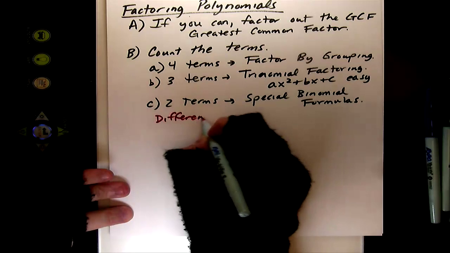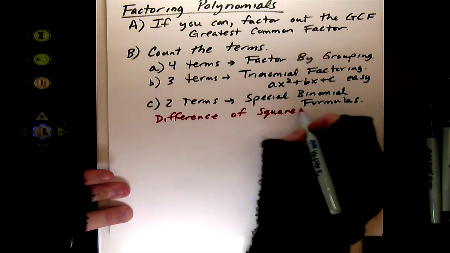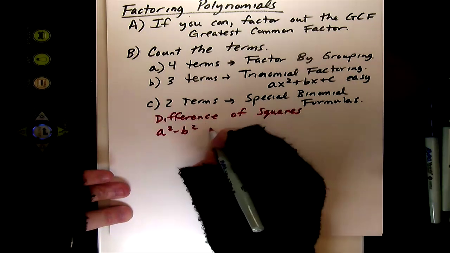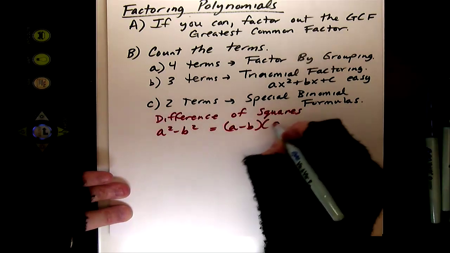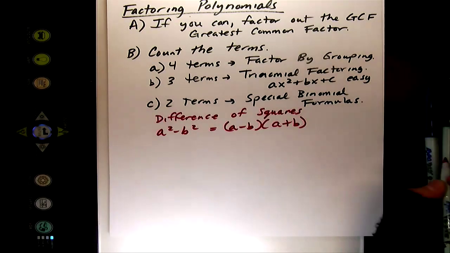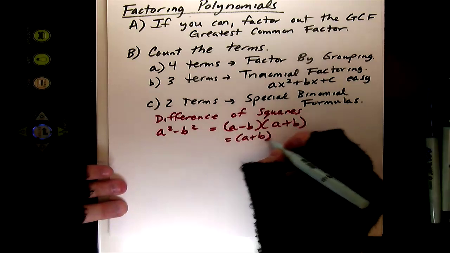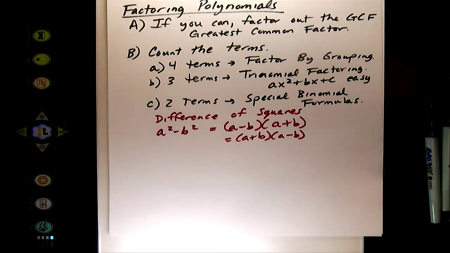Difference of squares. If you walked in at the end of the last class, you saw me doing this. A squared minus b squared will factor into a minus b and a plus b. Or you can do the a plus b first. Because 2 things multiply together, doesn't matter what order you multiply them.